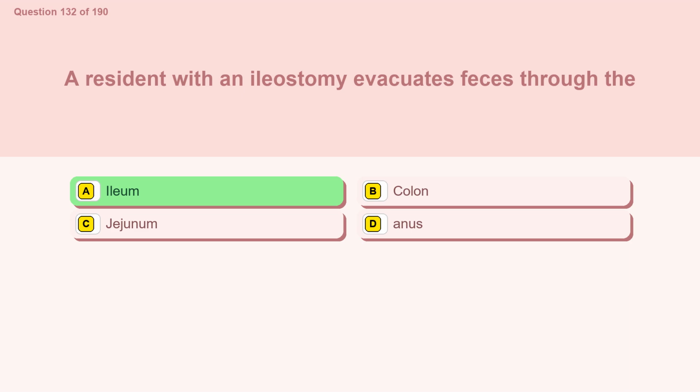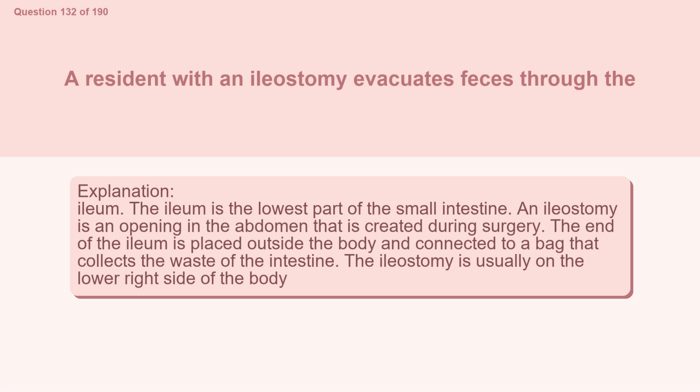The correct answer is Option A, ileum. The ileum is the lowest part of the small intestine. An ileostomy is an opening in the abdomen that is created during surgery. The end of the ileum is placed outside the body and connected to a bag that collects the waste of the intestine. The ileostomy is usually on the lower right side of the body.